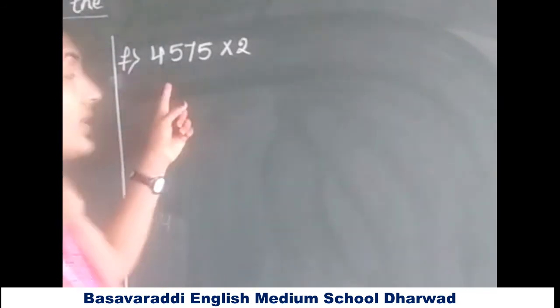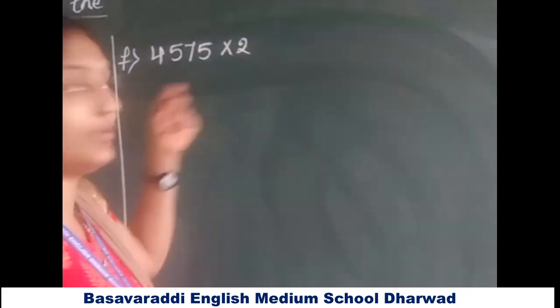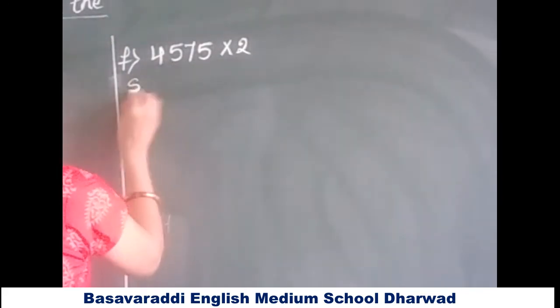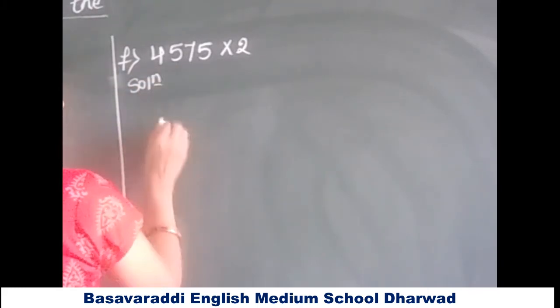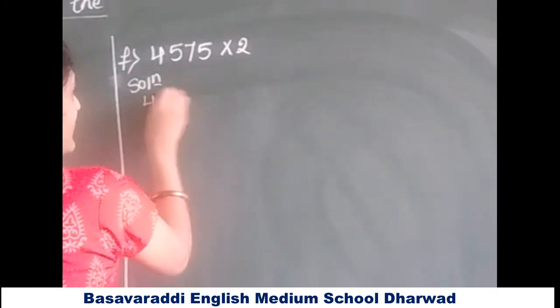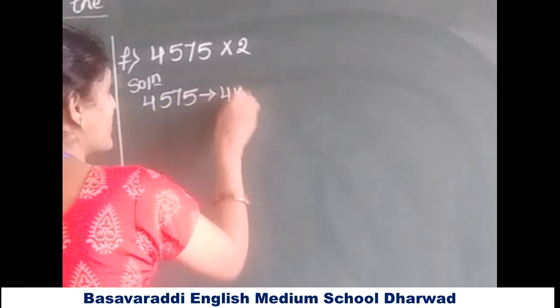The next, the one more problem there, that is F1. What is that? That is 4,575 into 2. Okay, write this one in the expanded form. The first step is write the given number in the expanded form. The 4,575, the 4 is in the thousands place.